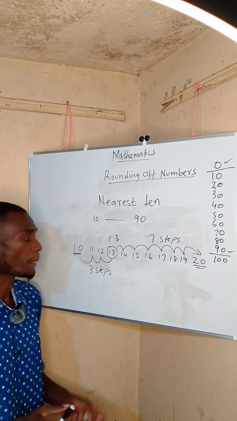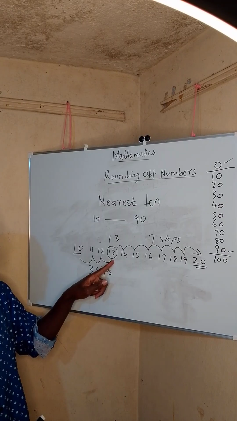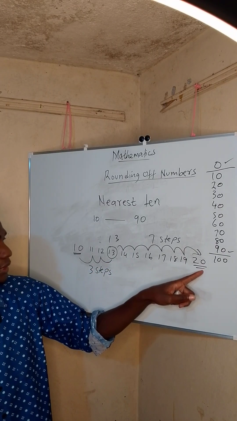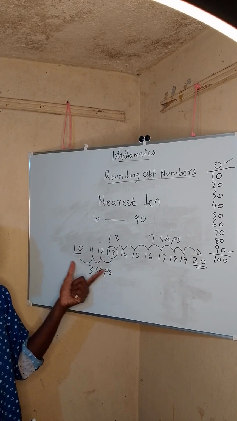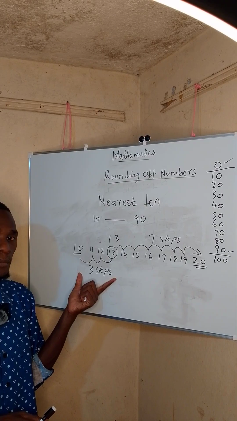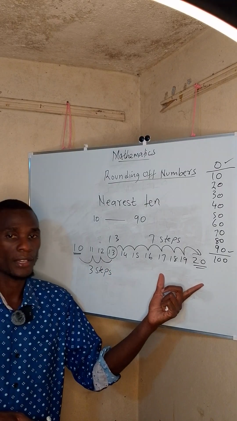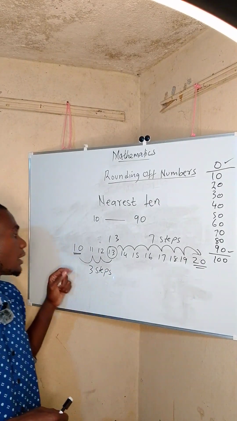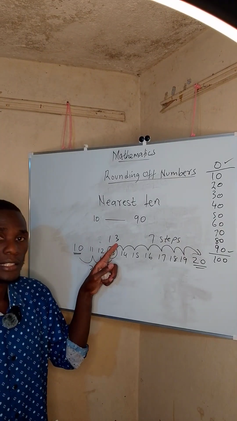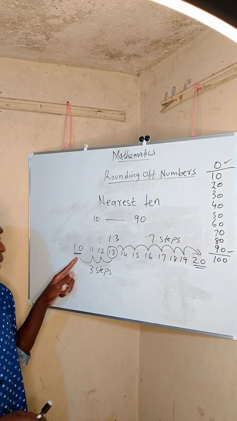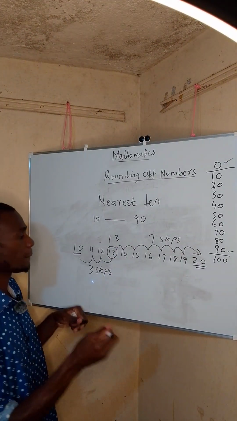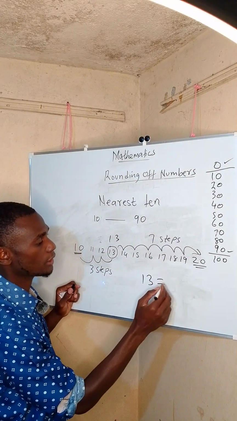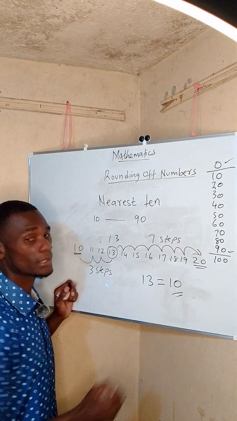to that number. So 13, if you look at the distance from 13 to 20 and from 13 to 10, this is a shorter distance. There are only 3 steps compared to all these 7 steps. So that means if you round off number 13 to the nearest tens, it comes back to 10. So your answer there becomes 13 rounded off to the nearest 10, your answer becomes 10.